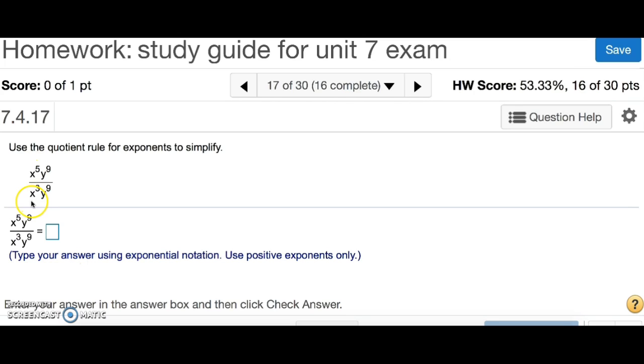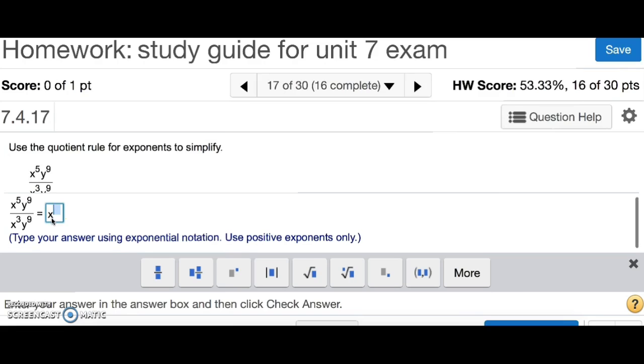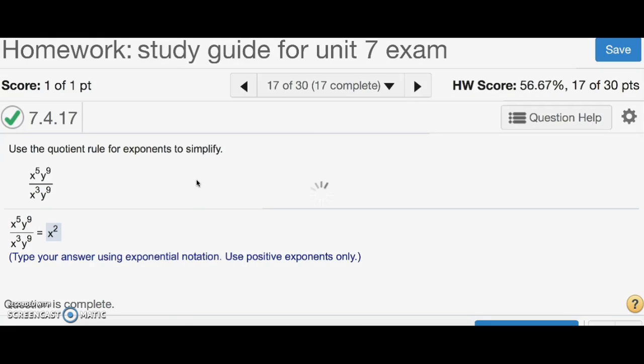So looking at the x's first, I subtract 5 from 3 and I get 2. So I have x to the 2. Now looking at the y's, I have y to the 9 over y to the 9. That reduces to 1. They go away. So now I just have x squared as my answer. And that's number 17.